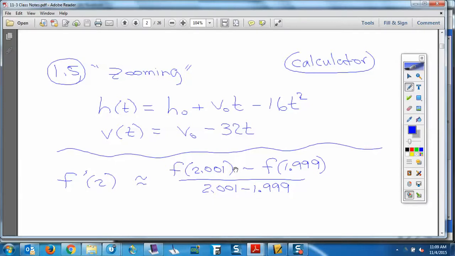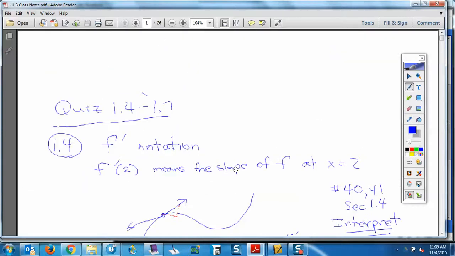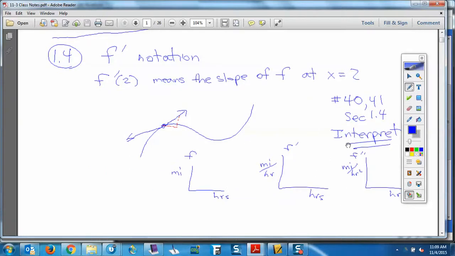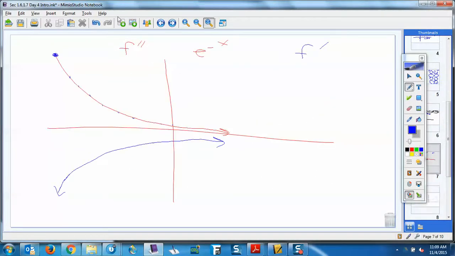It's just you've got a function and you want to estimate the slope at 2, you just pick 2 points really close and do a slope calculation. So that's about all I want you to do with the calculator. The rest of it is all this other stuff. Interpreting, you might look at some of those. And I've got some in our review problems for you to do here. So let's go ahead and talk about that next.